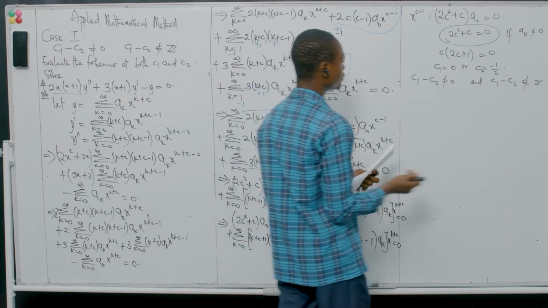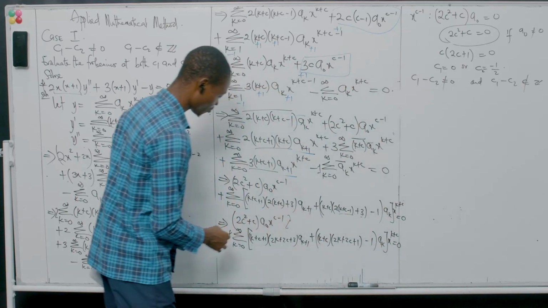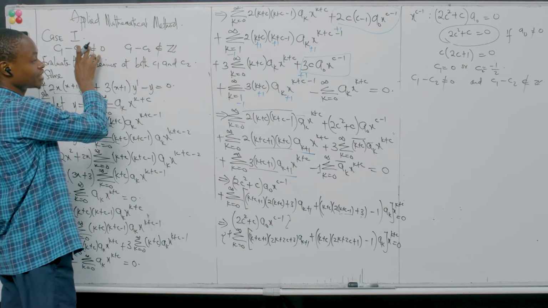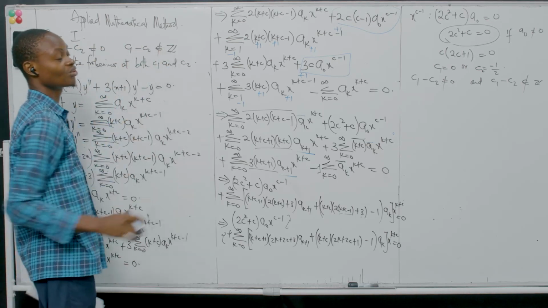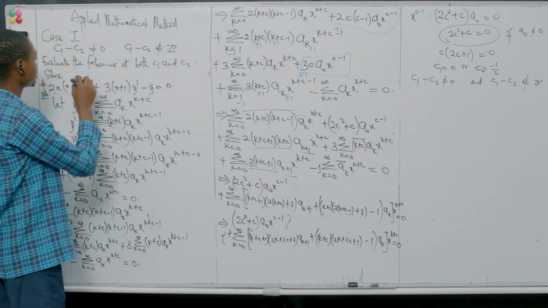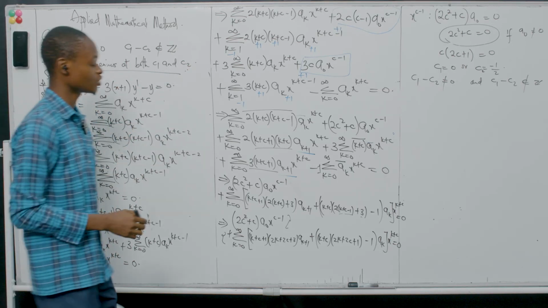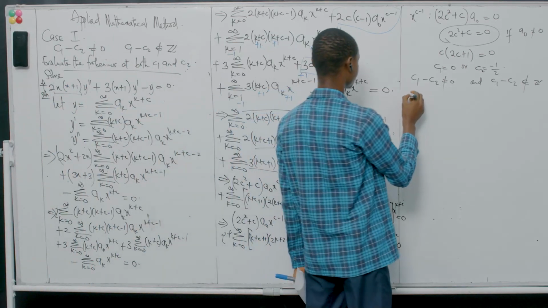Now, we are at this second part. Remember what the first case is saying. If this is satisfied, they are not equal to 0 and they are not integers, you evaluate both of them via the Frobenius method. So let's use the first one.